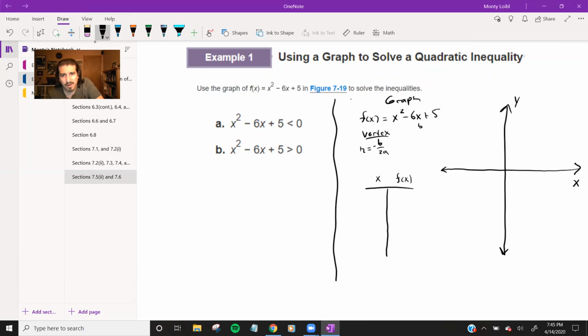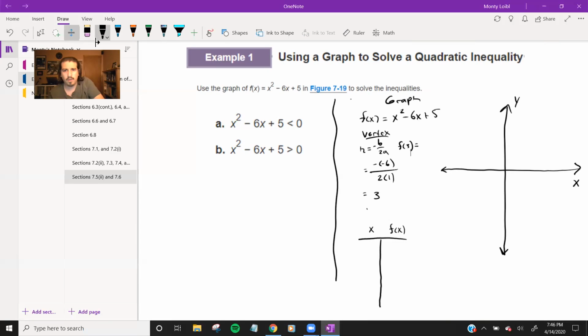Okay, so here we are, plugging these values in. All right, so negative b is going to be the opposite of negative 6, divided by 2 times 1, which is 3. Work that out, you get 3. So then f of 3, we have to plug it back into this function here.